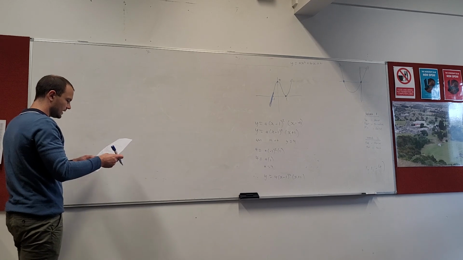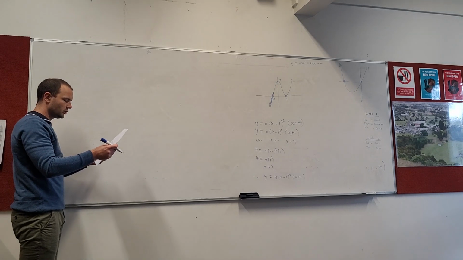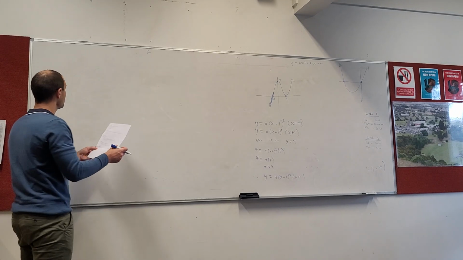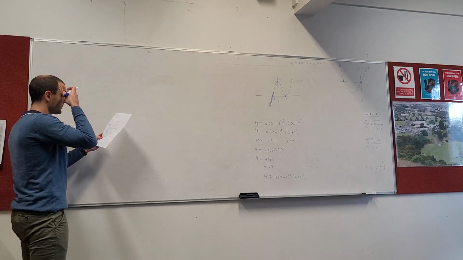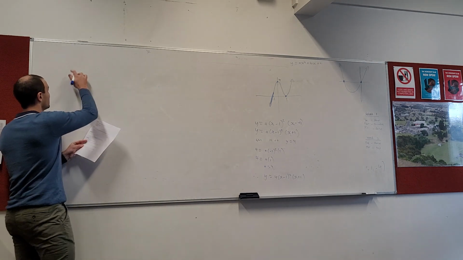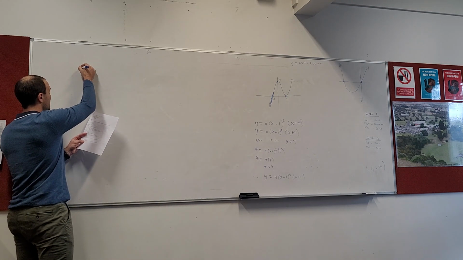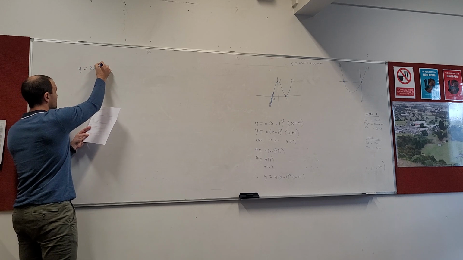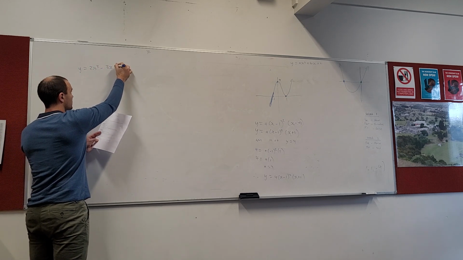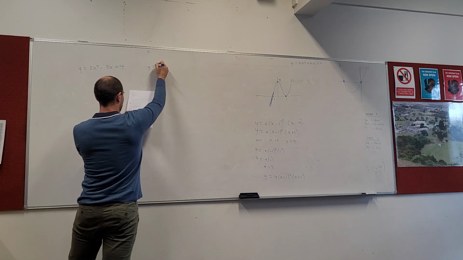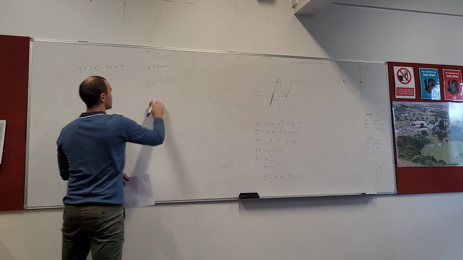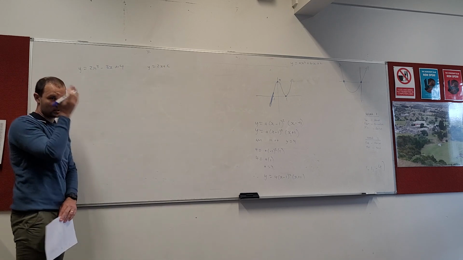Determine the value of c for which the line 2x plus c is tangent to the quadratic 2x squared take 3x plus 4. So we have 2x squared take 3x plus 4, and we have 2x plus c. Determine the value of c to which they're tangent.